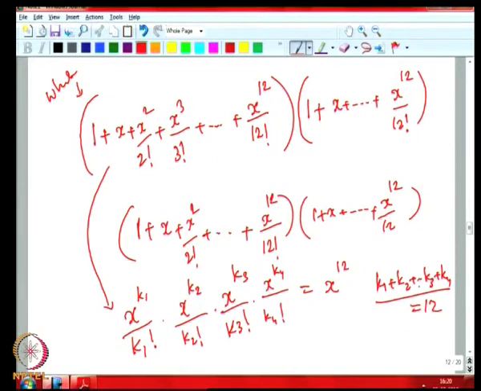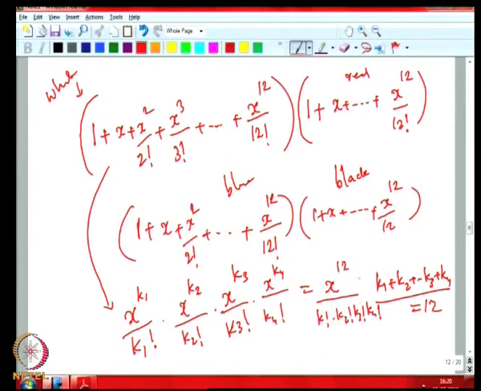right, because we are selecting some white flags, some red flags: k1 white flags, k2 red flags, k3 blue flags, and finally k4 black flags. So the total has to be 12, that is how we are splitting k1, k2, k3, k4. The only thing is, the answer will not be just x raised to 12, we will get k1 factorial into k2 factorial into k3 factorial into k4 factorial in the denominator.